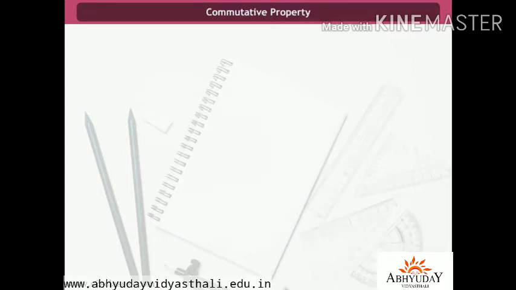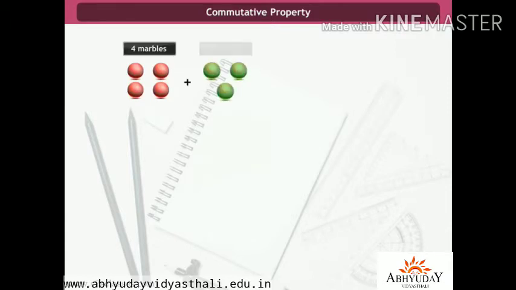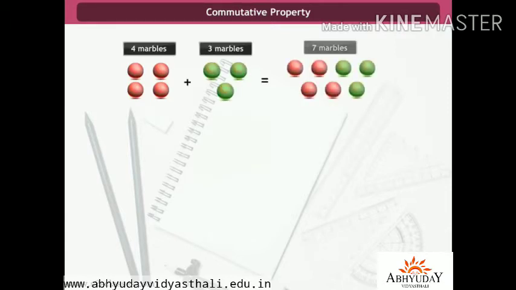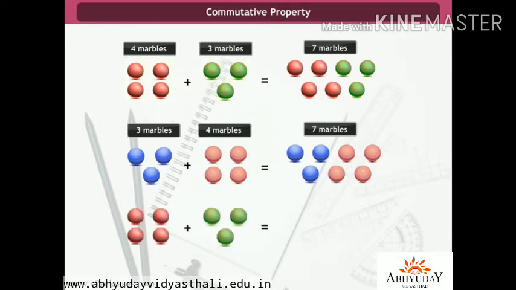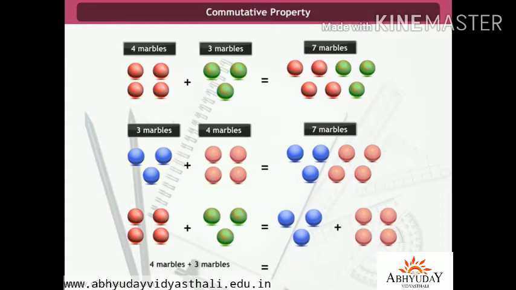Commutative property. Look at this animation. 4 marbles plus 3 marbles is equal to 7 marbles. Also, if we add 3 marbles to 4 marbles, we get 7 marbles. In both the ways, we get 7 marbles. So we see that either we add 4 to 3 marbles or 3 to 4 marbles, we get the same sum.